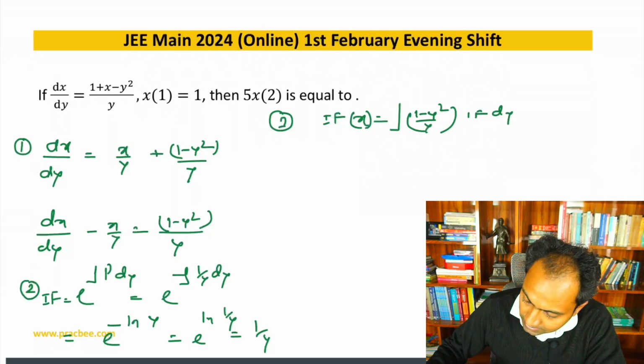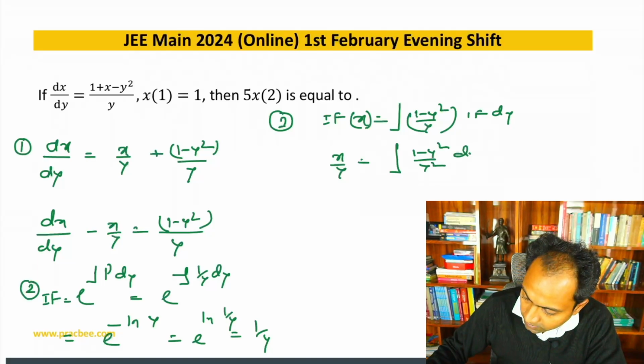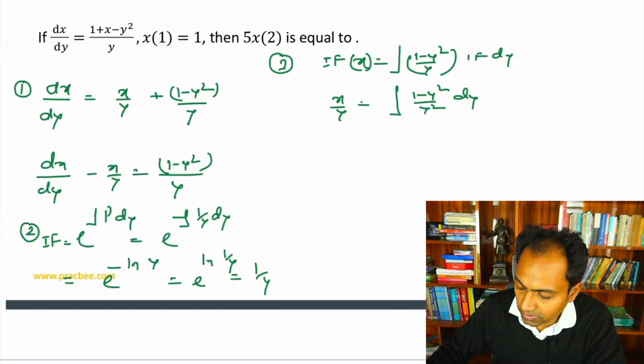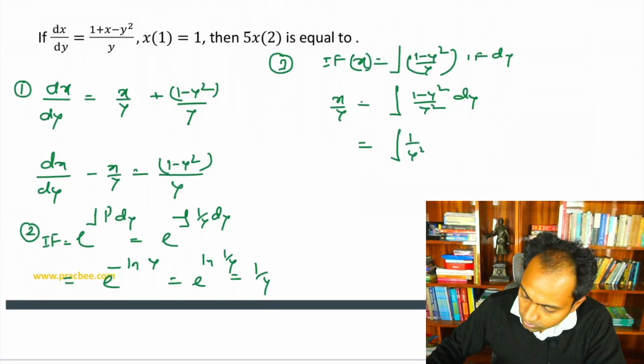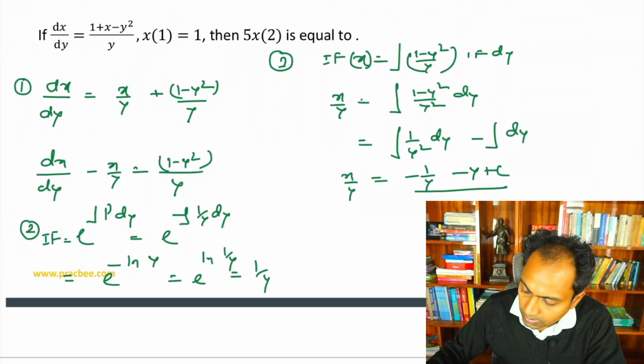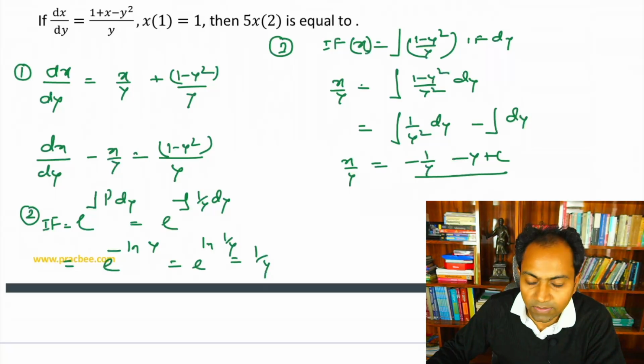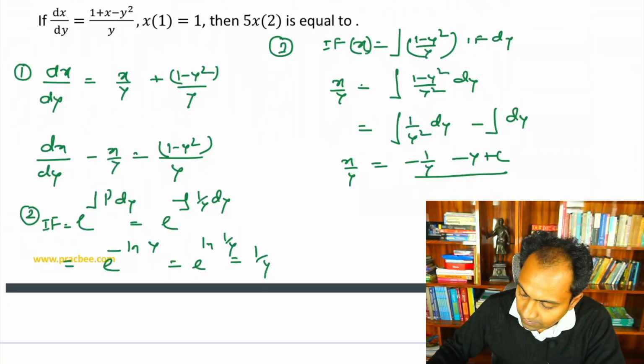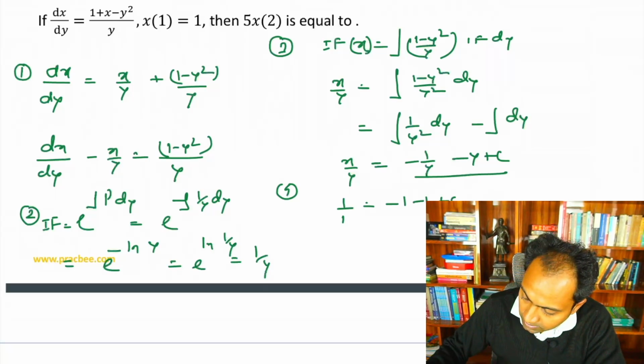So if I write it like this, this is x by y. This will become 1 minus y square by y. If I solve this, it is not a very tough integral to solve. So 1 by y square dy minus dy, which will become minus 1 by y minus y plus c. So this is what we are getting. Now in order to find the value of c, what they have given is, if I put y as 1, x will become 1. So if I put that value in the step 4, this will become 1, 1, this is c. So you can see that from here c comes out to be 3.